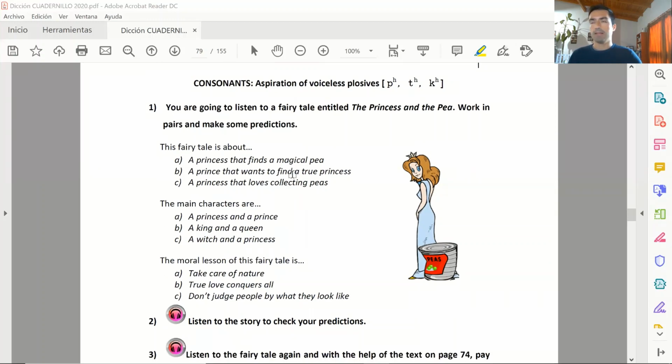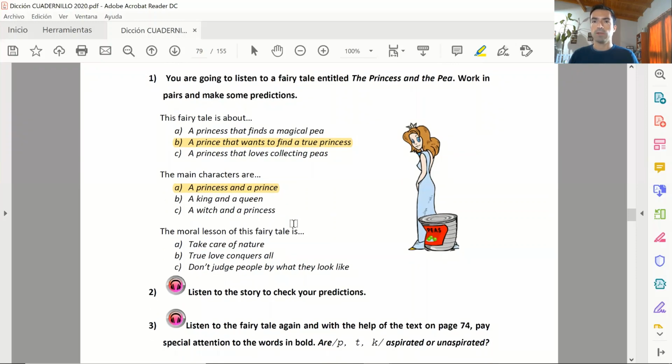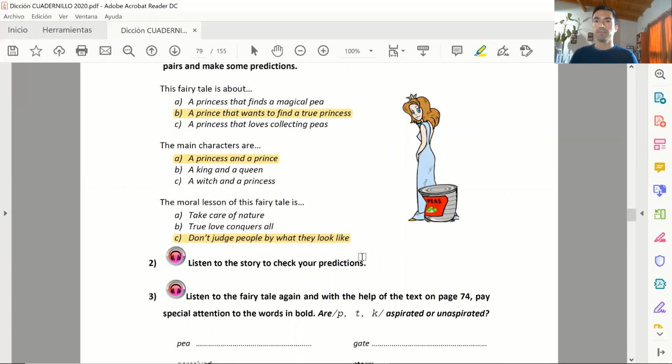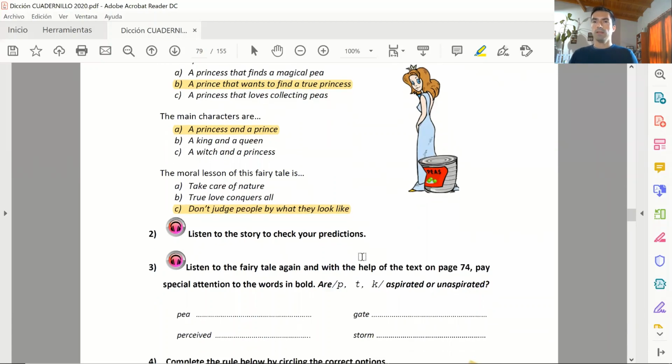And now let's see the answers for the first activity. So the fairy tale is about, we have three options, and the correct option is B. It's about a prince that wants to find a true princess. And then who are the main characters of the story? Well, they are a princess and a prince. And the last one, what is the moral lesson of this fairy tale? And the answer is, don't judge people by what they look like. All right.